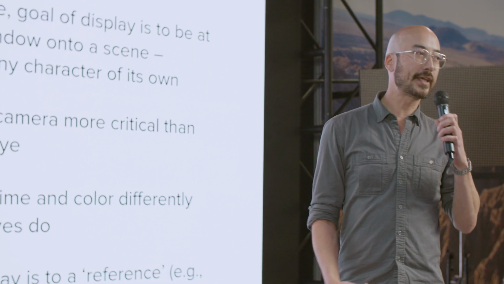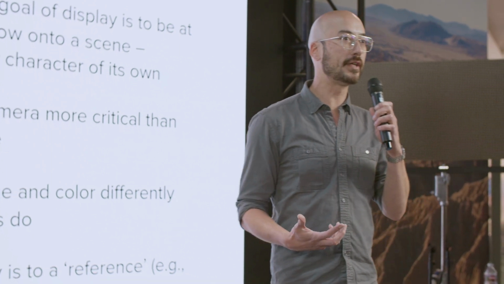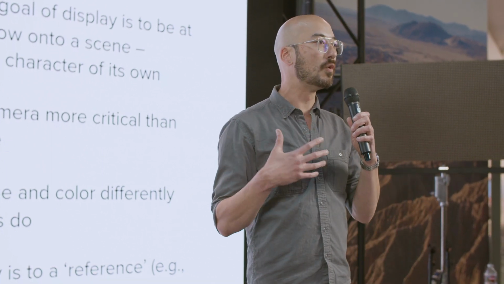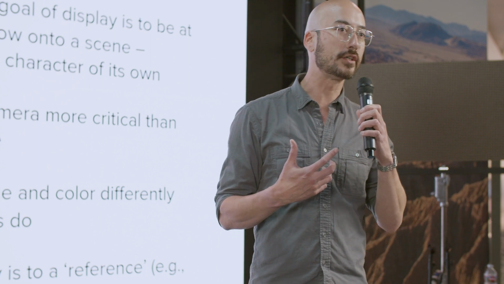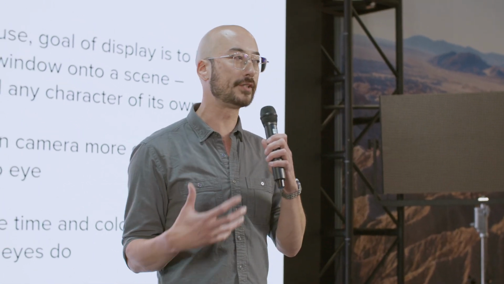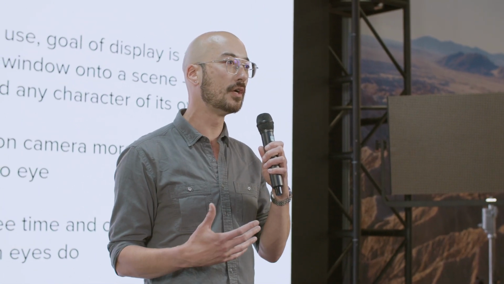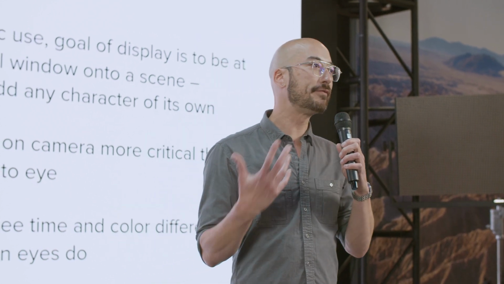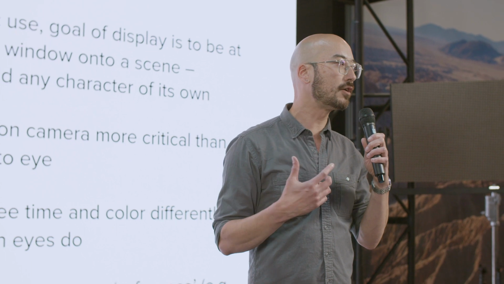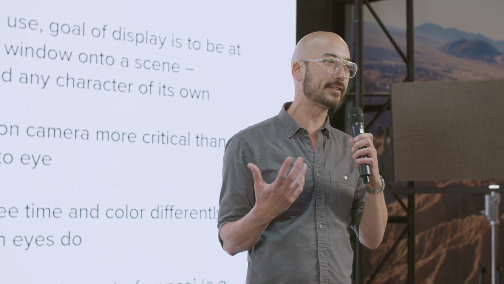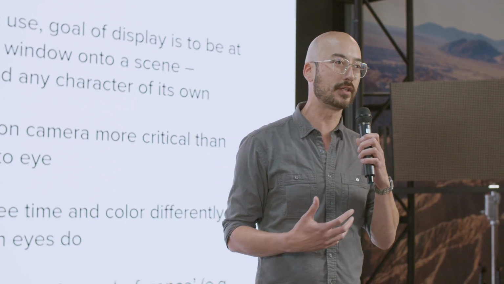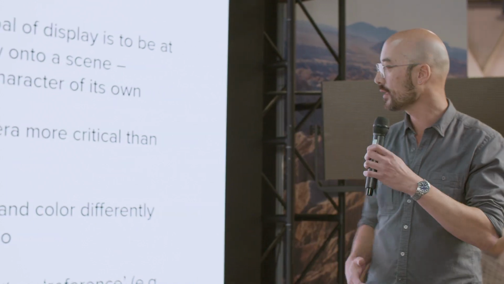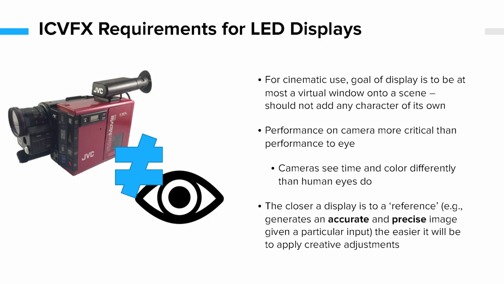The performance on camera is really more important than the performance to the eye. So one of the things we want to make sure we're not doing is evaluating that performance in the studio just with our eyes. There's things like the refresh rate that interacts with the frame rate of the camera that we can't see with our eyes, but it's critically important to the performance on camera. And they see colors differently as well.